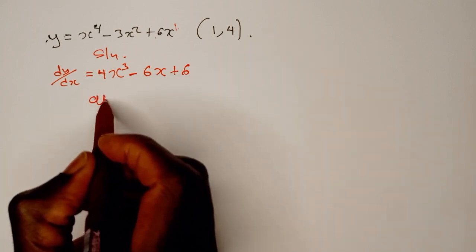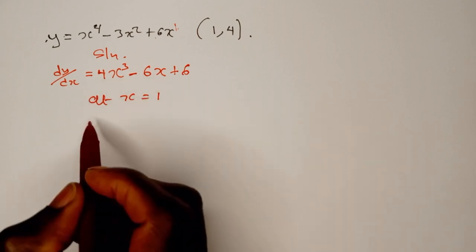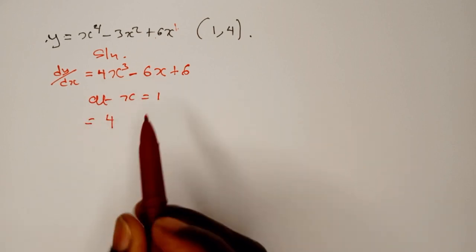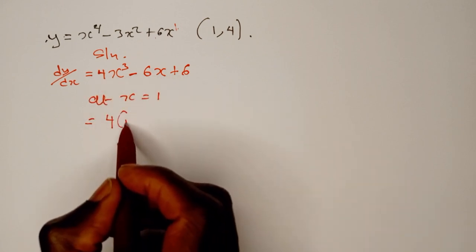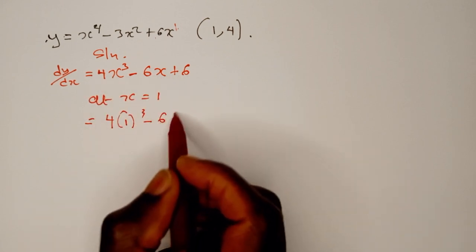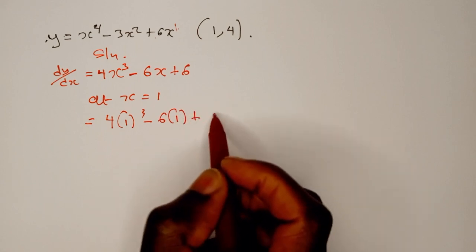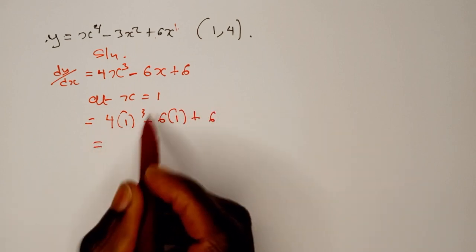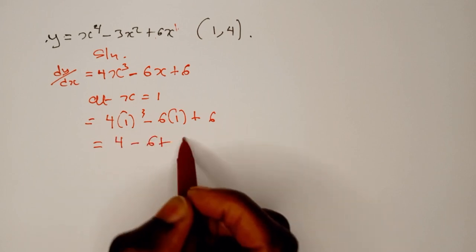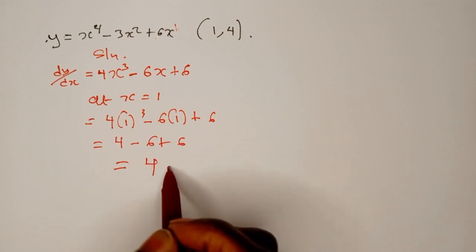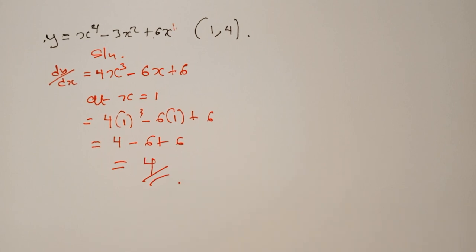Then we say at x is equal to 1, this will be 4, you substitute the value of x in this function, that will be 4 times 1 cubed minus 6 times 1 plus 6. So we're going to end up with 1 raised to 3, 1 times 4, it is 4 minus 6 plus 6. So finally our answer is just 4. That is how we differentiate.